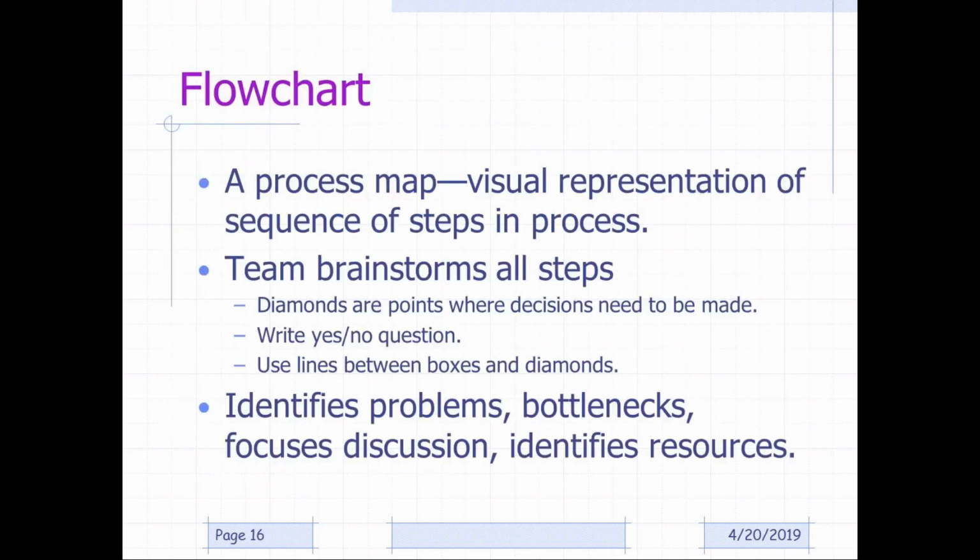So a flow chart is a process map. It's a visual representation of the sequence of steps in a process. A team brainstorms all the steps. Diamonds are points where decisions need to be made, and you write yes or no questions. And you use lines between the boxes and diamonds. It identifies problems, bottlenecks, and focuses the discussion, and identifies resources.